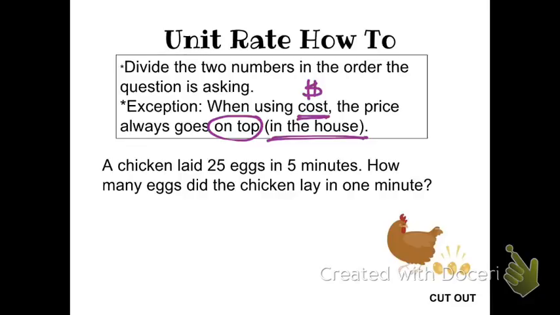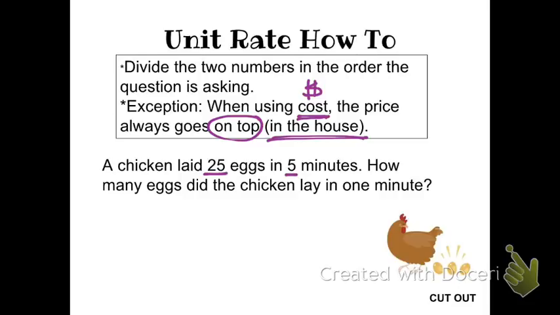So let's do this example. A chicken laid how many eggs? 25. 25 eggs in how many minutes? 5. 5 minutes. Okay? Now, the question comes, and this is where we're going to decide our order. When we look at the question, it says, how many eggs did the chicken lay in 1 minute? So our first step is to figure out what are we comparing. This is the most important part, because if we get this wrong, we get everything else wrong. So raise your hand when you know what we're comparing.